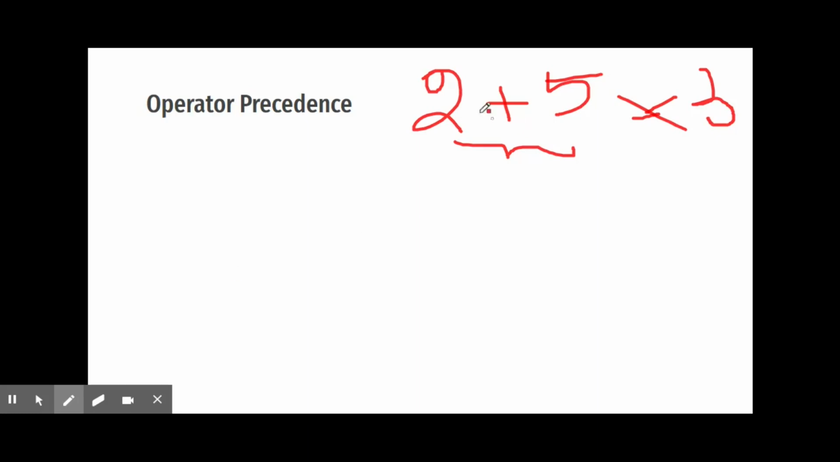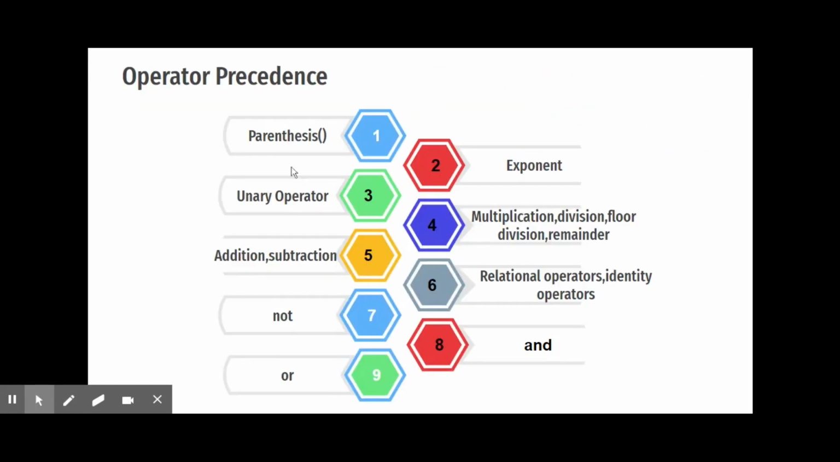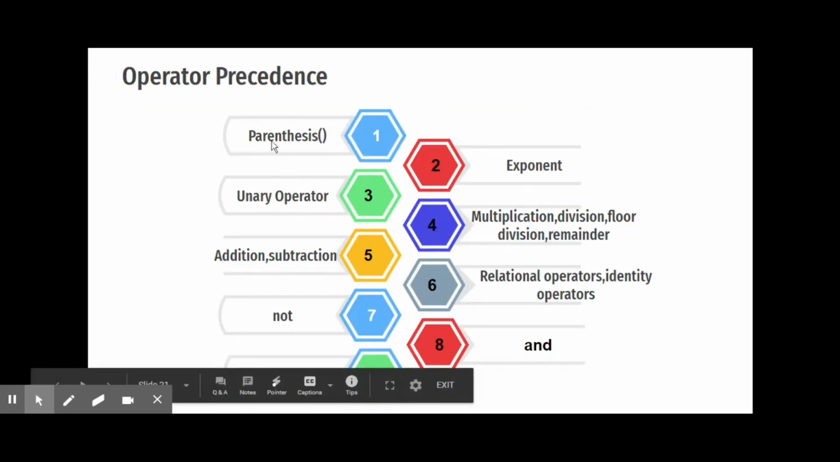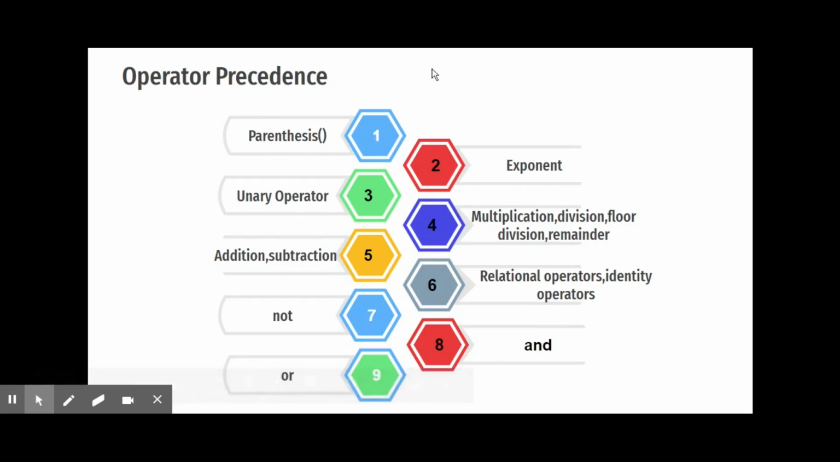When you have multiple operators in the same expression, you will need to know which one to start evaluating first. So this is the operator precedence. First we have the parentheses. Anywhere you find a bracket, you have to start evaluating what is inside the bracket and then only you will have to solve the rest. Next is exponent. Third is unary operators.